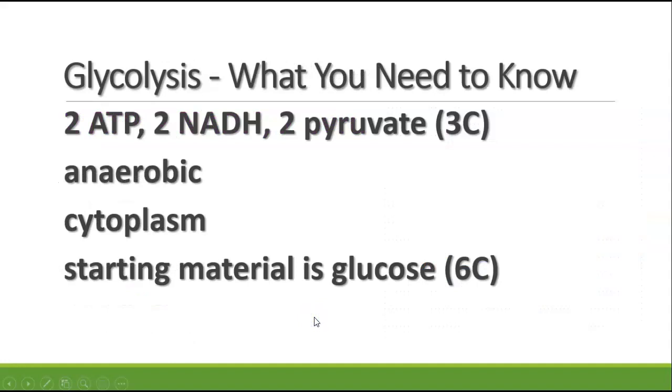So here's what you need to know about glycolysis. We're going to get a product of 2 ATPs and 2 NADHs and 2 pyruvates that are 3-carbon molecules. It occurs in the cytoplasm, it doesn't require oxygen, and the starting material is glucose, which has 6 carbons.